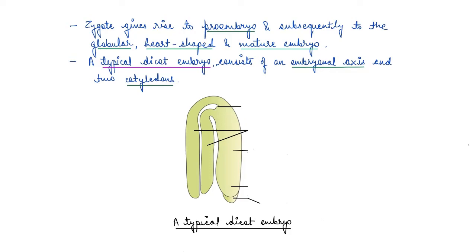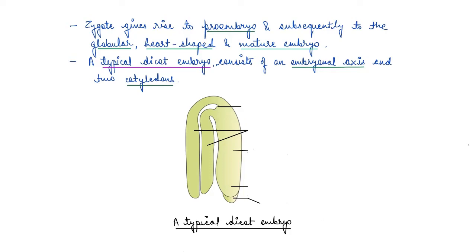Now the portion of the embryonal axis above the level of cotyledon is the epicotyl, and that terminates with the plumule, from which develops the stem. Okay, so that is the stem tip. Now the cylindrical portion below the level of cotyledon is known as hypocotyl, and that terminates at its lower end in the radicle or root tip.